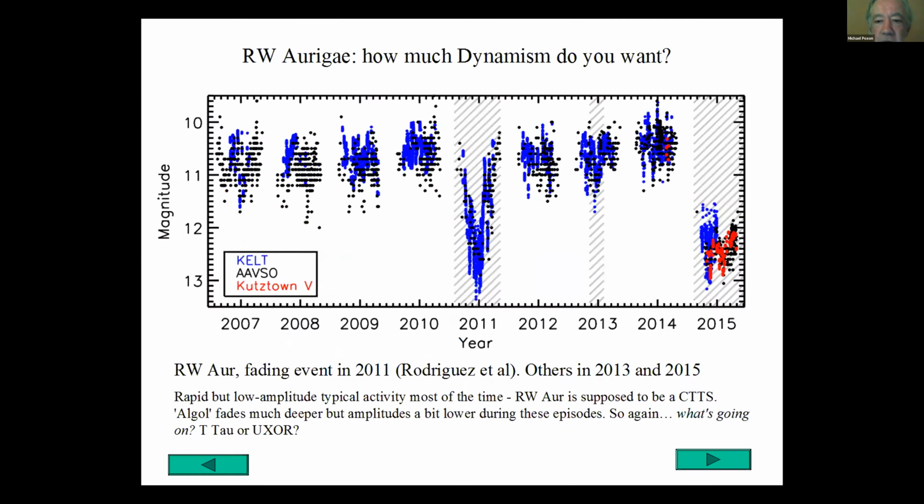And staying in Auriga, not far away, RW Auriga. This is a friend of a load of observers. It's been known for quite some time. Most of the time, it varies between about 10 and 11 and a bit, as you can see, going on here. And all of a sudden, in 2011, we're what on earth is going on here? It hasn't done this before.